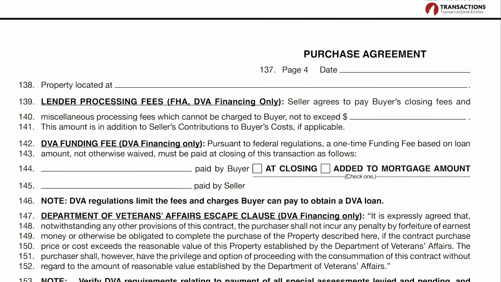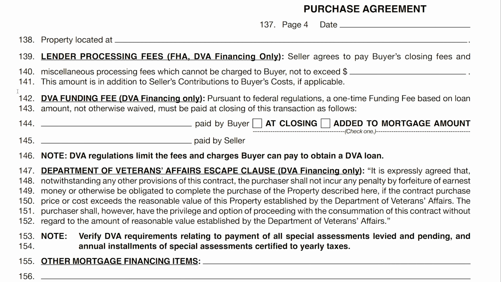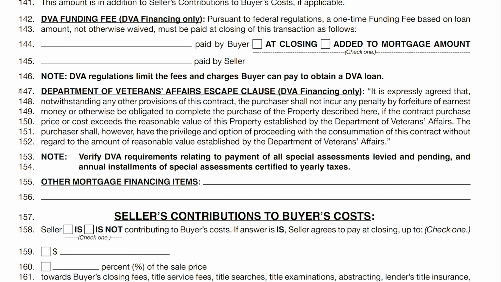Next, we go into lender processing fees. FHA and DVA, the Department of Veterans Affairs, have funding fees. And these fees can be paid at closing. They can be paid by seller. They can be paid, and they can also be rolled into the cost of the mortgage. So when we get into the DVA funding fee here, you can look pursuant to federal DVA funding fee. And line 147, we're going into the same thing here again, where basically if the property does not meet the appraised value, doesn't match the purchase price, you can renegotiate and there's no penalty to you.